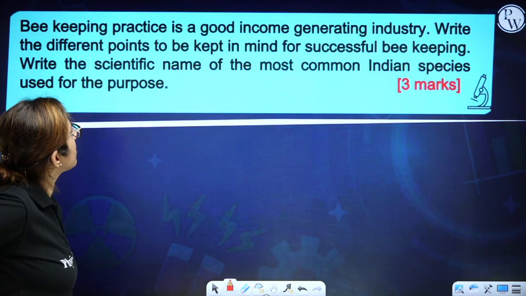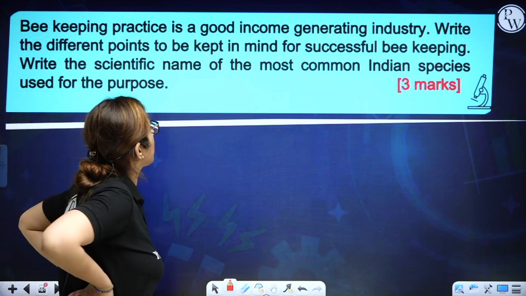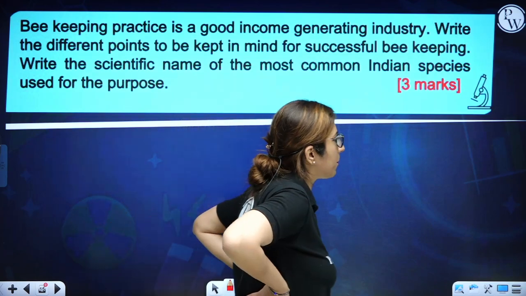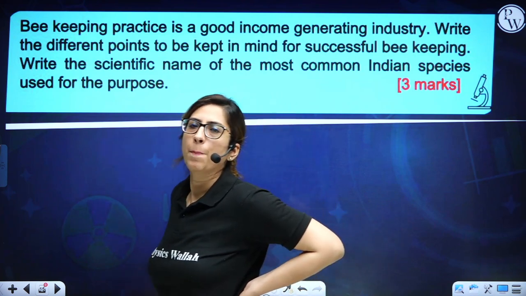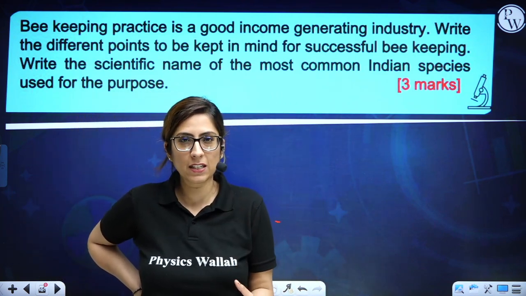Now beekeeping practice is a good income generating industry. Write the difference points to be kept in mind for successful beekeeping. Write the scientific name of the most common Indian species used for the purpose. We have Apis indica with us, which we normally cultivate.